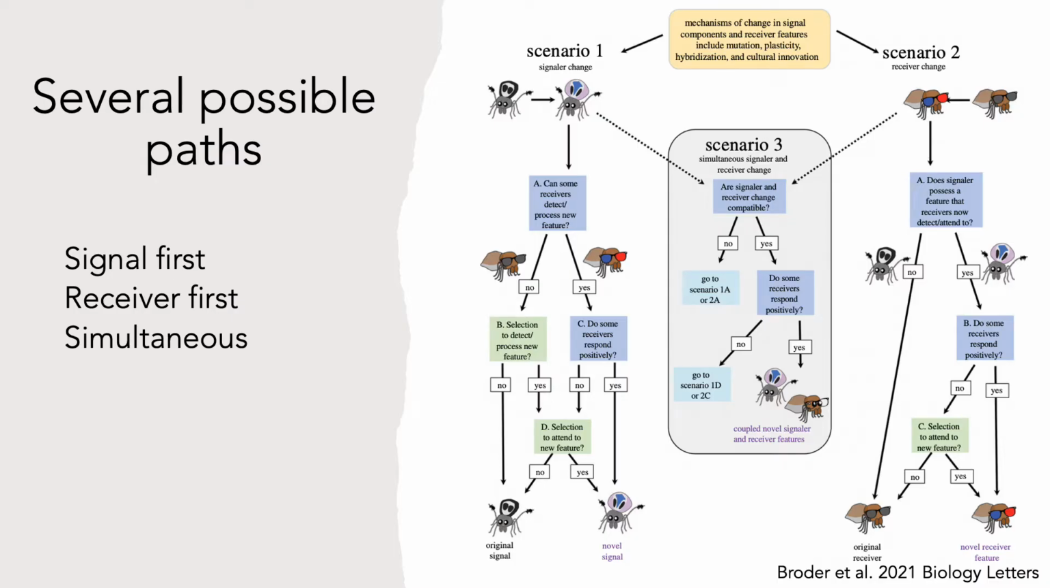So there are several possible paths to a new sexual signal. For a signal to arise, it could appear first in the signaler, like a new color morph in a male jumping spider in this example. Or it could appear first as a receiver feature. For example, the visual system could shift from black and white to color vision, or it could happen simultaneously.